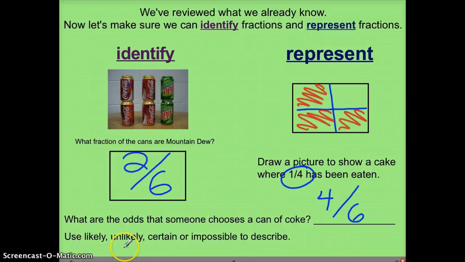Then I'm going to use a word to describe how likely it is. I'm going to use likely, unlikely, certain, or impossible to describe it. So I would say 4 out of 6, that seems like more than half. I'm going to say they have a likely chance of pulling a Coke out of that cooler.